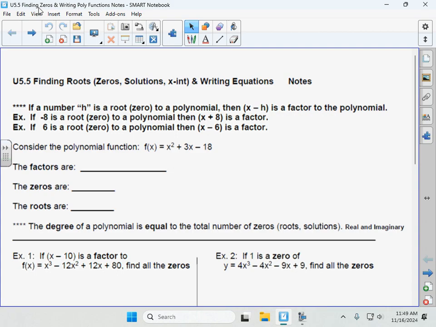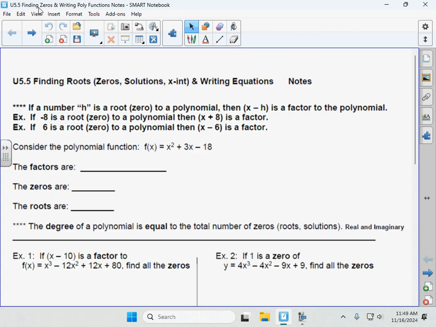So if h is a root to a polynomial, then the factor x minus h, so we have this binomial x minus h, is also going to be a factor to the polynomial. All right, so if h is a zero, then the factor x minus h is the factor. So for example, we put a number in there. If we know that -8 is a zero or an x-intercept or a solution, then its factor is x plus 8. All right, so x plus 8 is called the factor if -8 is a zero or a solution.